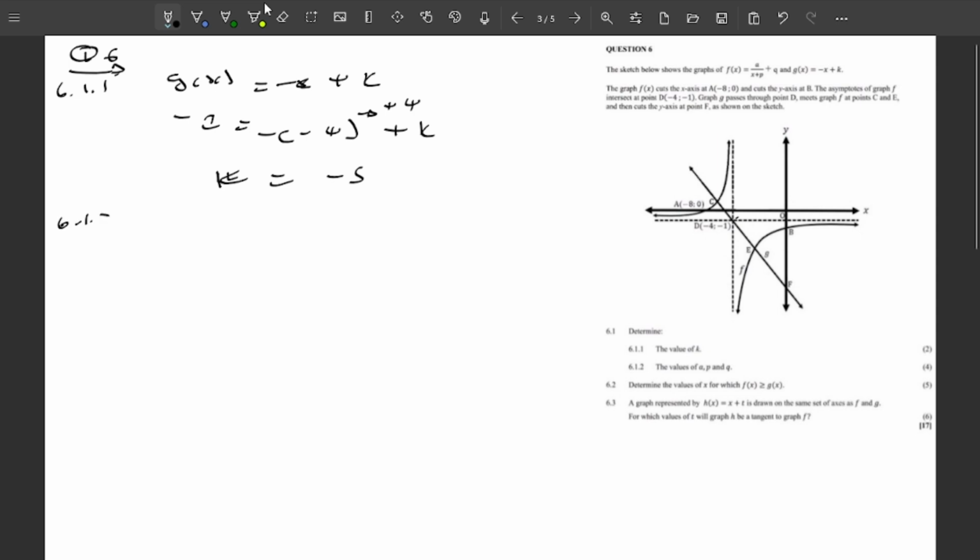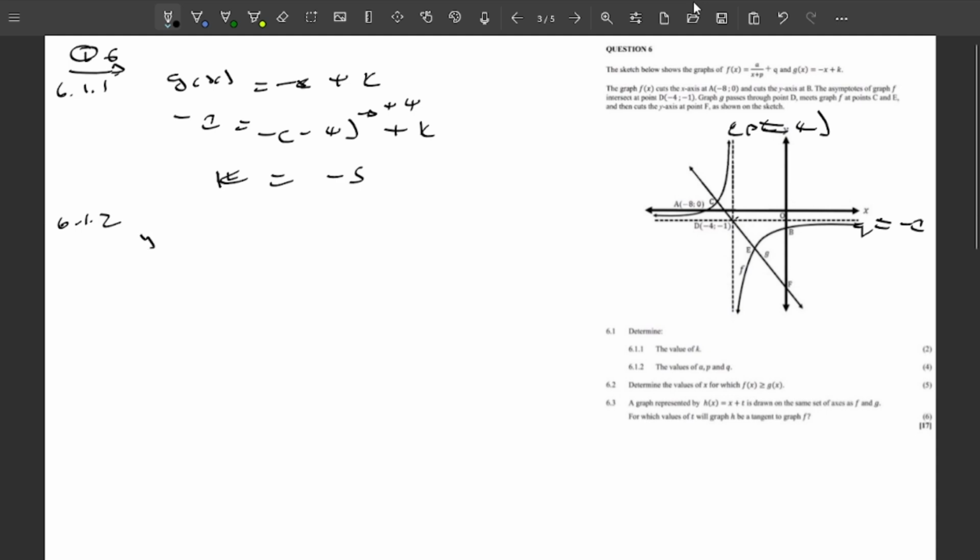Now for 6.1.2, the values of a, p, and q. Now they want the hyperbolic function. Now we do know that p and q stand for our asymptotes, so we already have our asymptotes. Our asymptotes are this one, the point of intersection. So this is our y asymptote and our x asymptote. So this means that our p is equal to 4, and our q is equal to negative 1.